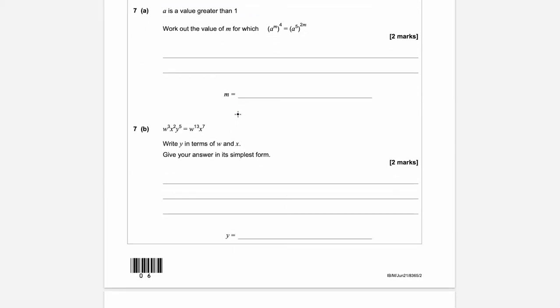Question 7. A is a value greater than 1. Work out the value of m for which this equals this. Okay, so guys, let's just sort out these powers. A power to a power means we multiply the power. So a to the 4m, that's just m times 4, equals a to the 5 times 2m is 10m. Okay, so we have 4m must equal 10m. The only way this can be true, guys, is if m equals 0. You can subtract 4m here if you want to. You get 6m equals 0. 6 times what equals 0? Well, it has to be 0, so m equals 0.